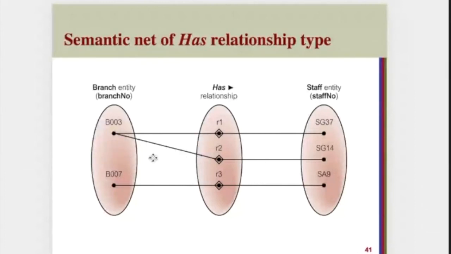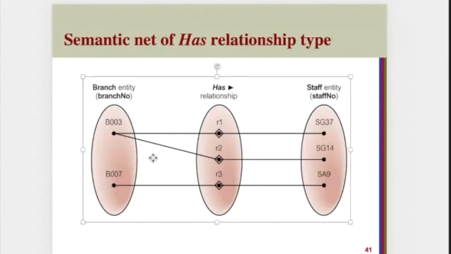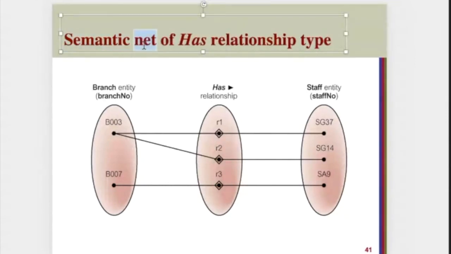Okay, look at this picture. This will help you in writing your degrees. This picture is called a semantic picture or semantic net that explains the relationship between two entities. This is just for your understanding. Semantic means the meanings. It's not a part of your ER diagram, but it will be helpful for you to understand.